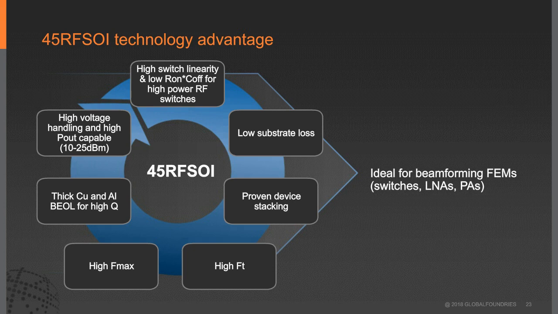In addition, millimeter wave frequencies, as you know, are 28 gigahertz, 37, 39, and then going up to 60. We saw applications up to 100 gigahertz. Typically, you want the FT and Fmax to be at least 3 to 5 times your application frequency. For 45 RF-SOI, we have demonstrated greater than 350 gigahertz as the FT for this technology. So it's an ideal technology for beamforming front-end modules, switches, low noise amplifiers, and power amplifiers.